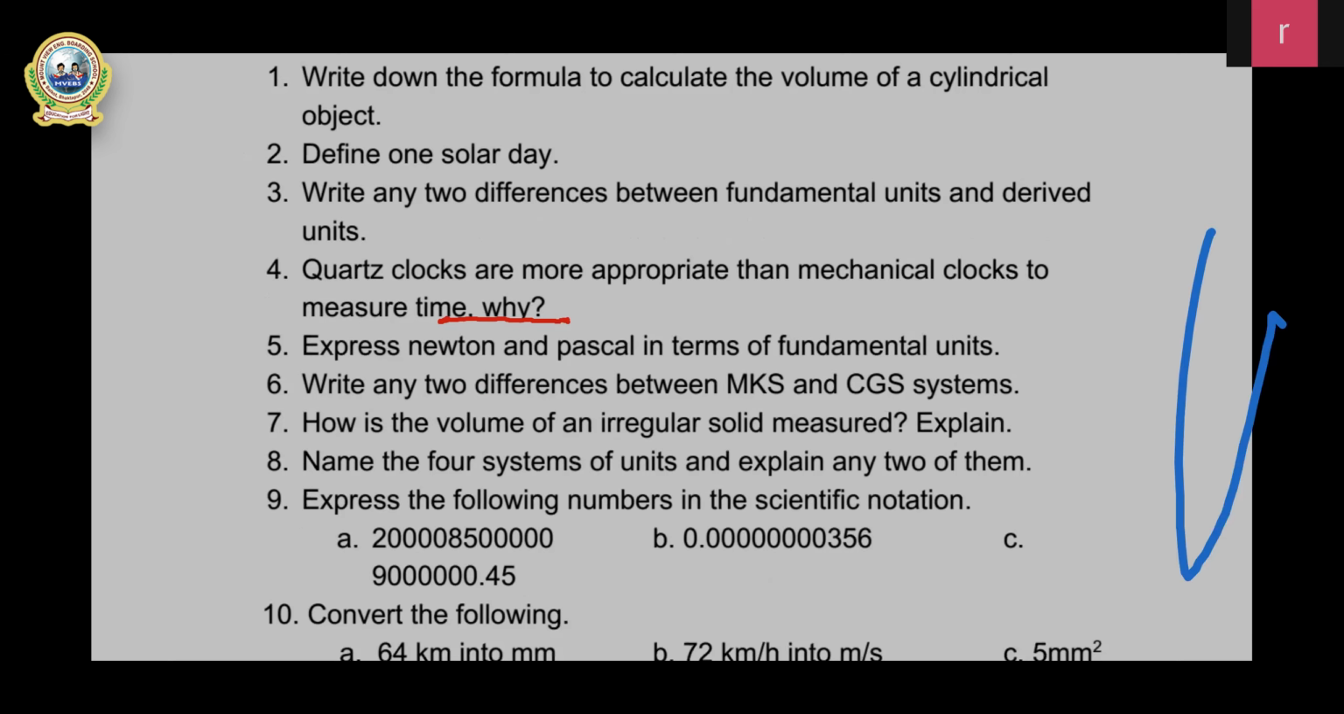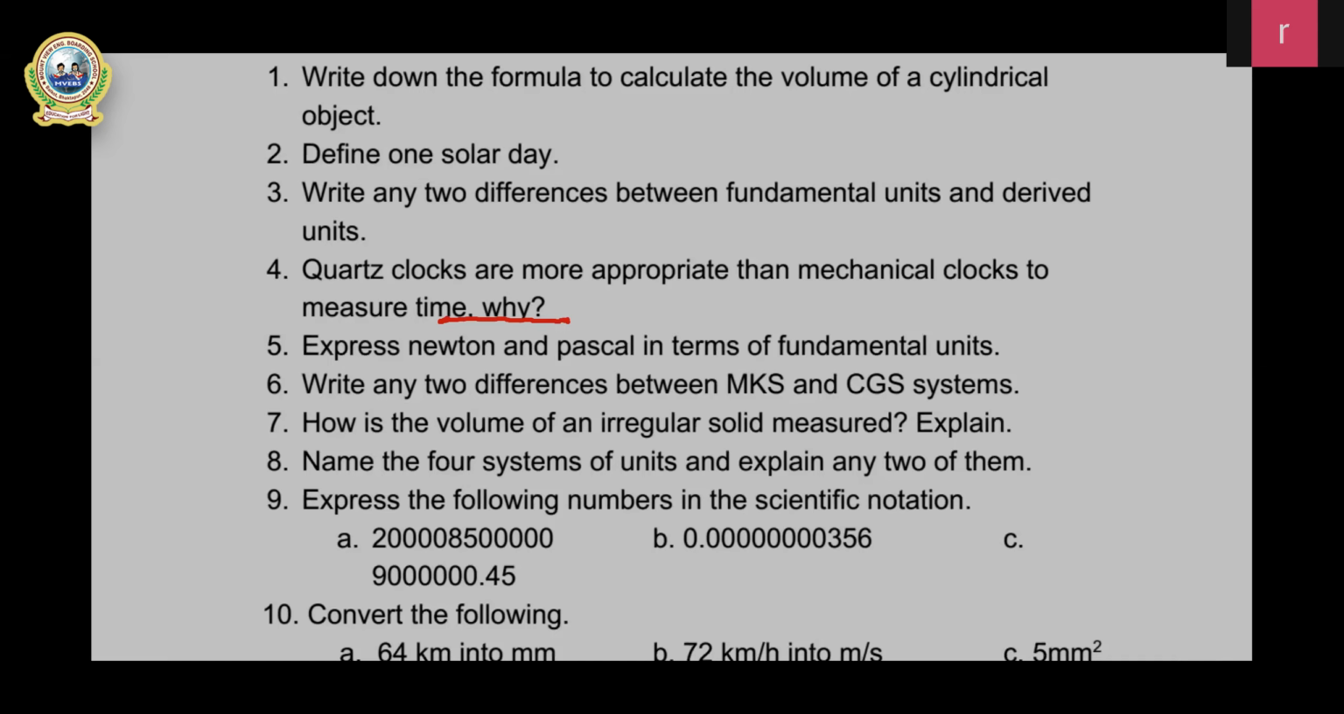And how is the volume of an irregular solid measured? The volume of a regular solid can be measured by a definite formula. Once we know the length, breadth, height, or radius, diameter, we can use the formula to find the volume of a regular shaped body. But here the question is to find the volume of an irregular solid, for example, a piece of stone. For that we have one method called the liquid displacement method.